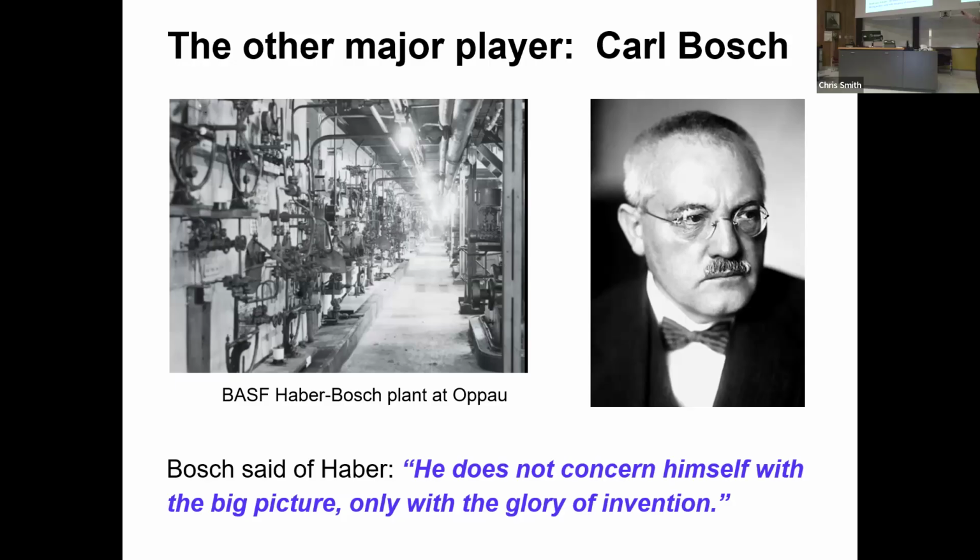But Bosch was a chemical engineer. And I don't think Bosch and Haber got on particularly well. Bosch says of Haber, he does not concern himself with the big picture, only with the glory of invention. He's not worried about trying to make it work. Because at the moment, what we've got is the small piece of equipment on a lab bench making a few millimeters of ammonia. That's not going to solve the problem. So Bosch's task was making this work on an industrial scale, and that's what he does. That's what he's good at.